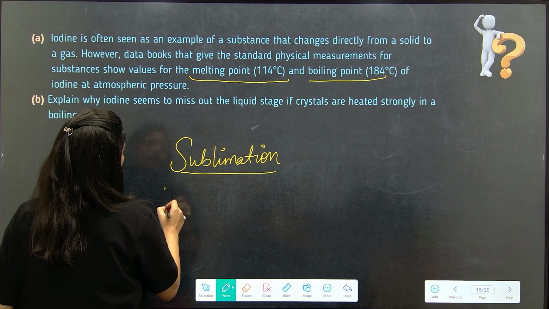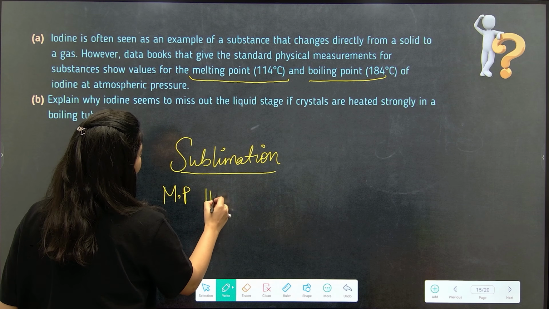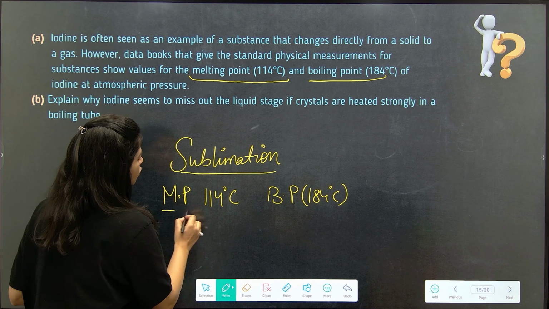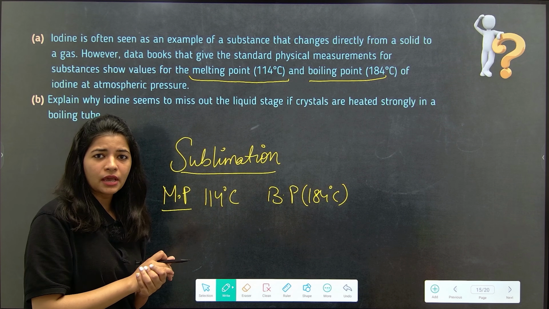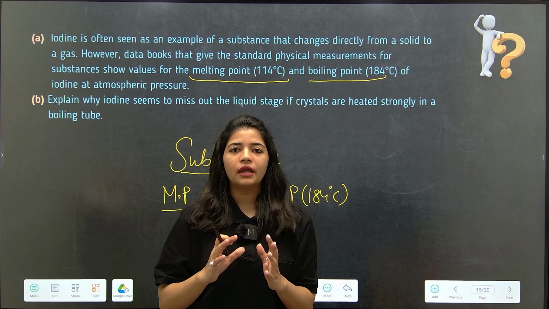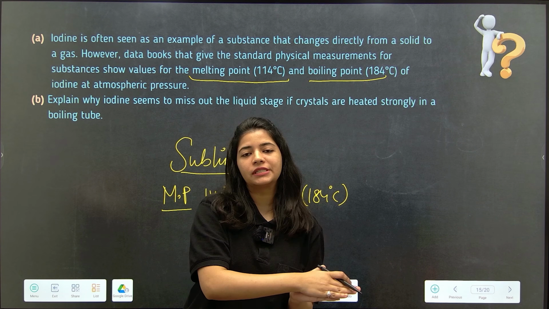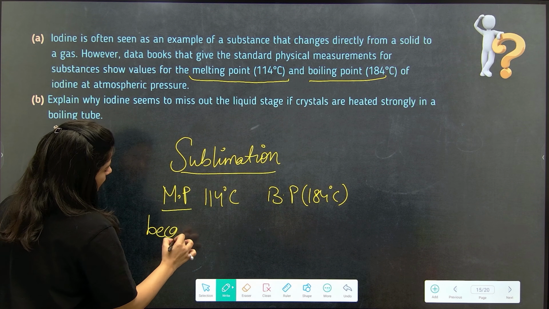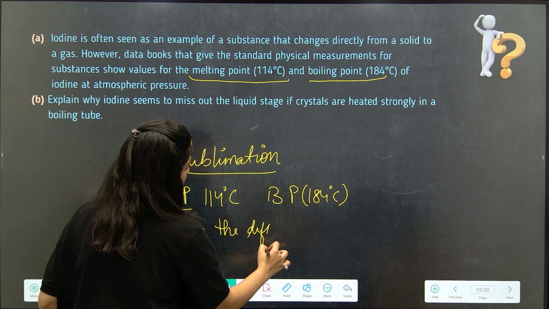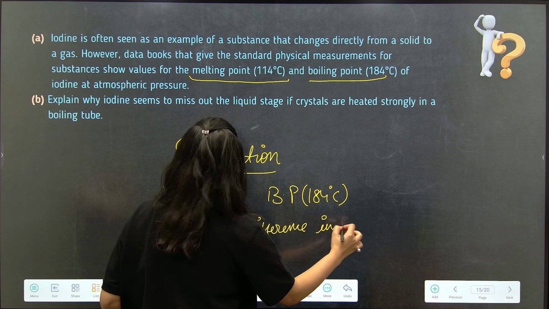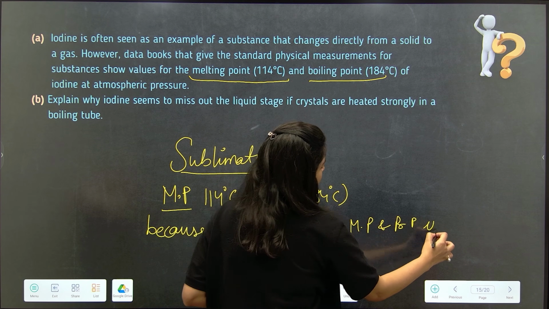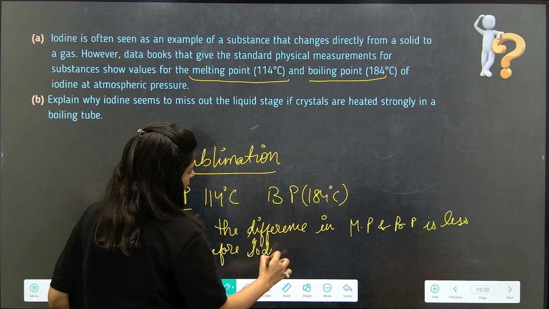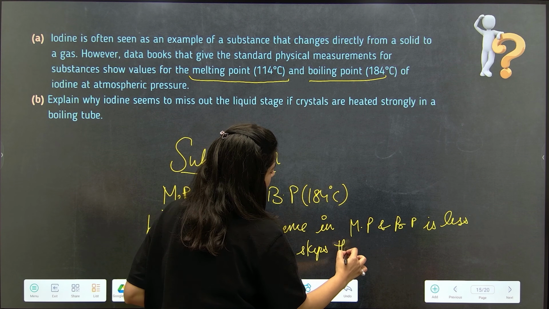In the data booklet, it is given that the melting point of solid iodine is 114 degrees Celsius and its boiling point is 184 degrees Celsius. You can see that the difference between these two temperatures is very small, and therefore when we provide heat to solid iodine, it absorbs heat and quickly transforms from solid state to gaseous state, skipping the liquid state in between. So our answer would be that because the difference between the melting point and boiling point is small, iodine skips the liquid state.